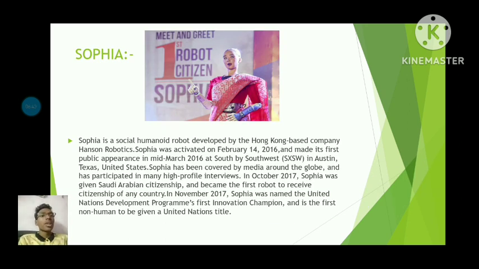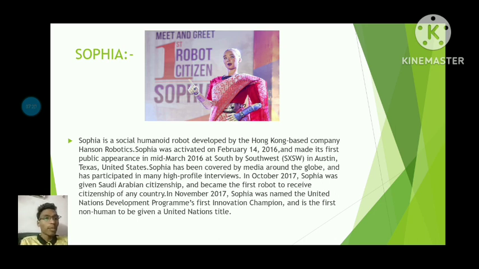Okay, now we talk about Sophia. Sophia is a humanoid robot which we all know. Okay, now see about that robot. Sophia is a social humanoid robot developed by the Hong Kong based company Hanson Robotics. Sophia was activated on February 14, 2016 and made its first public appearance in mid-March 2016 at South by Southwest in Austin, Texas, United States.